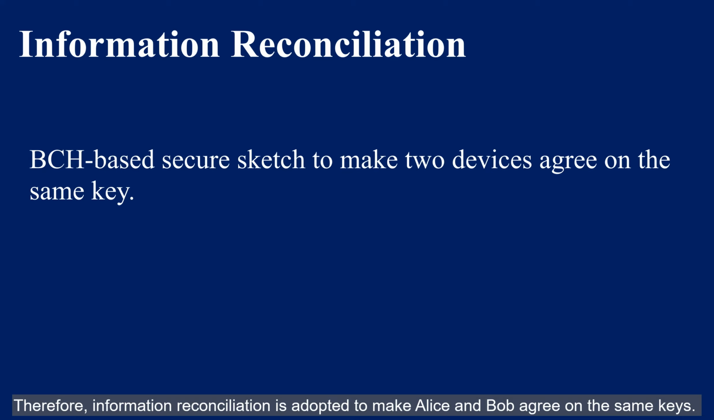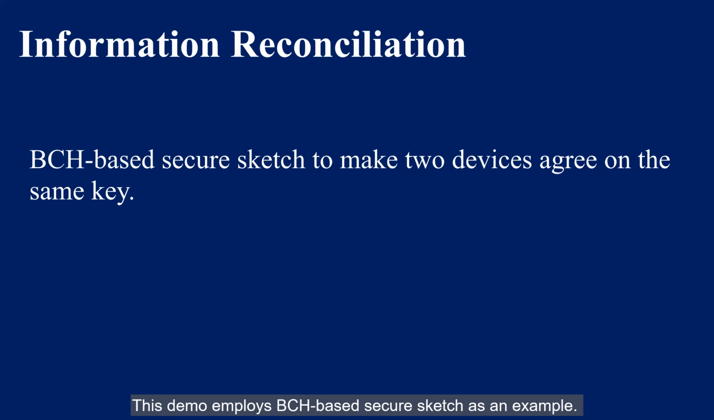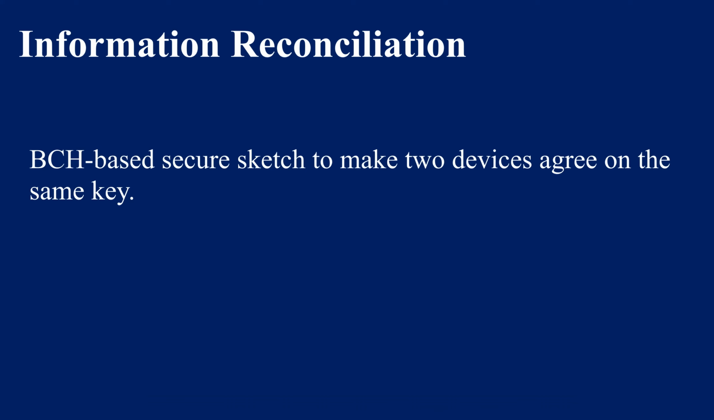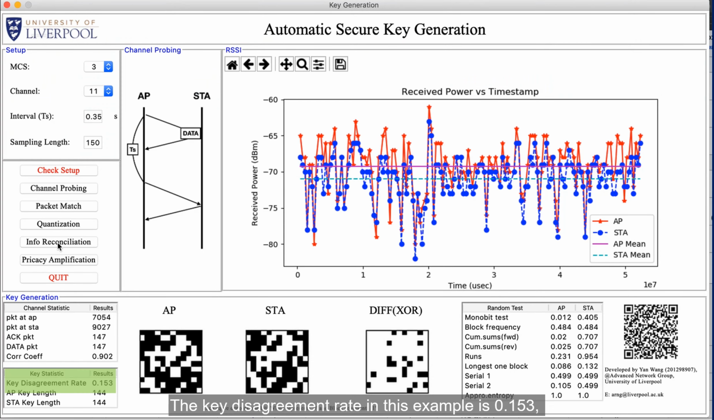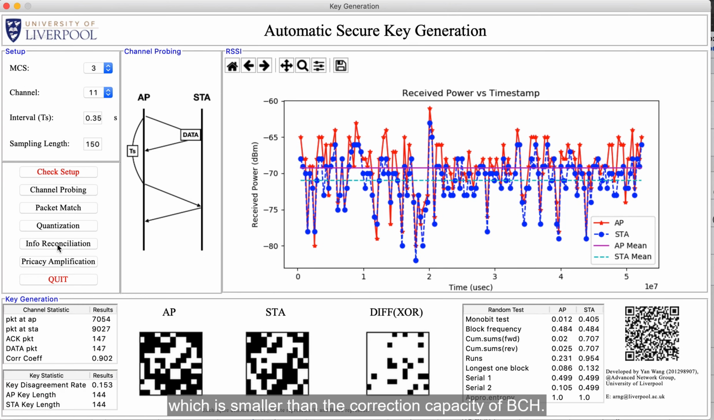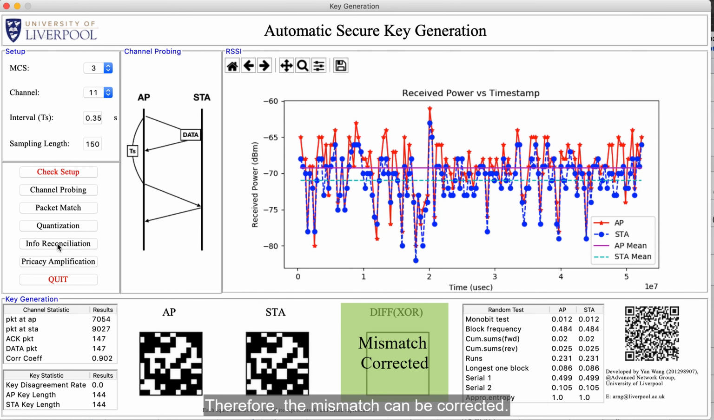Therefore, information reconciliation is adopted to make Alice and Bob agree on the same keys. This demo employs BCH-based secure sketch as an example. The key disagreement rate in this example is 0.153, which is smaller than the correction capacity of BCH. Therefore, the mismatch can be corrected.